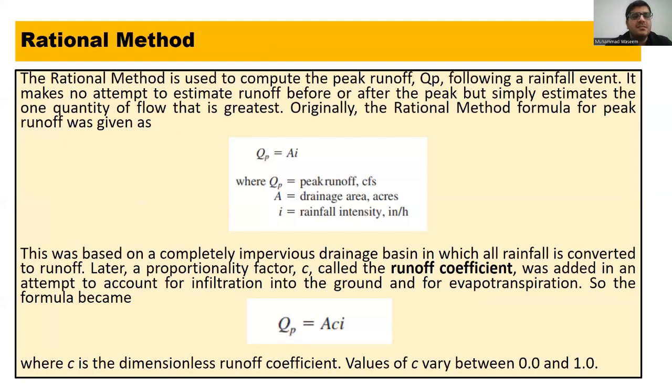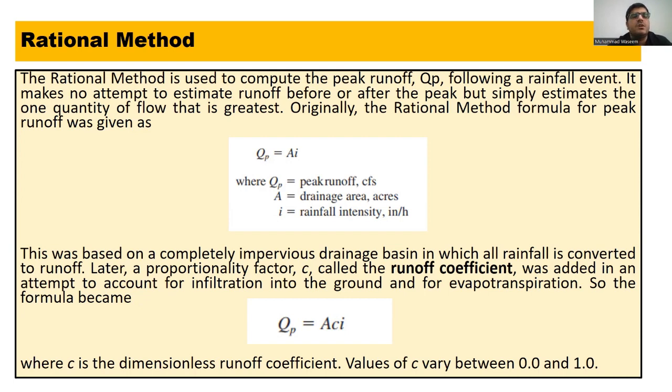So what exactly is the rational method? We use the rational method to compute the peak runoff, which we will denote in this lecture with QP, following a rainfall event. We know that when there is a rainfall event, there will be runoff. So this rational method is only about calculating the peak runoff, and we are not interested in the flows before the peak runoff or after the peak runoff. We are only interested in the peak runoff following a rainfall event.